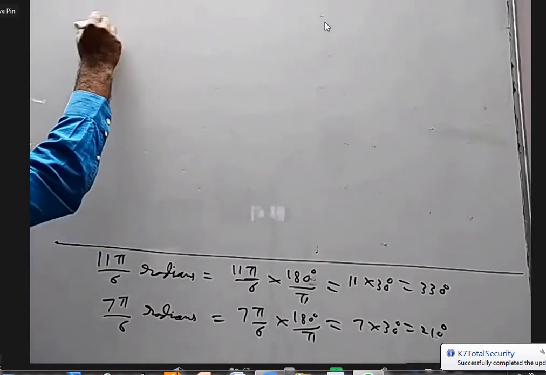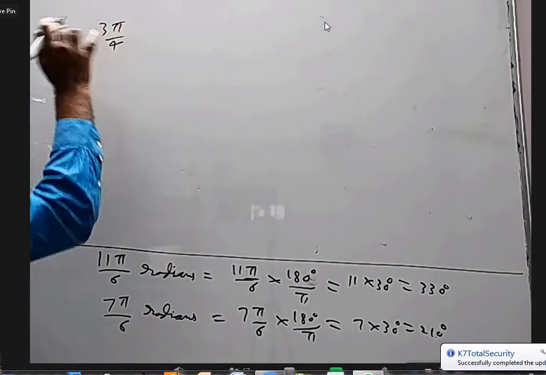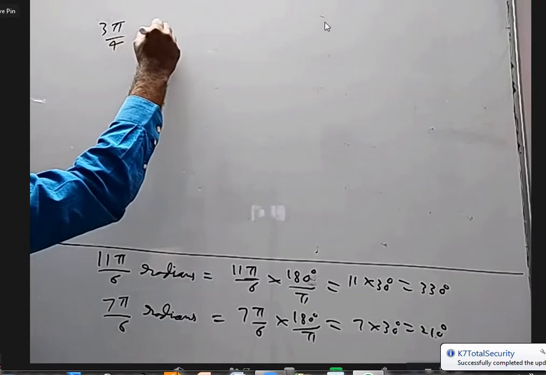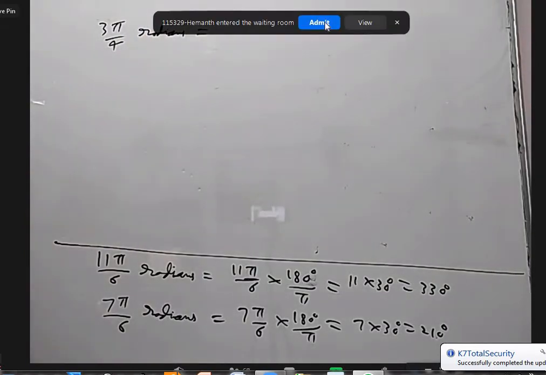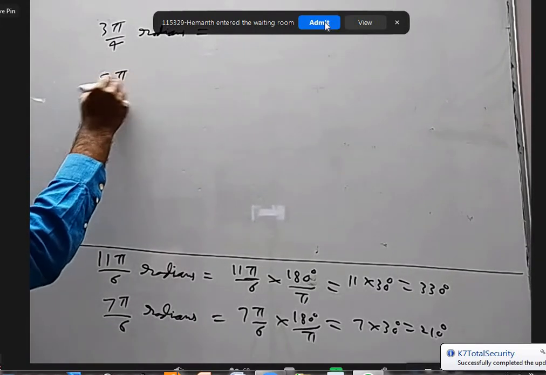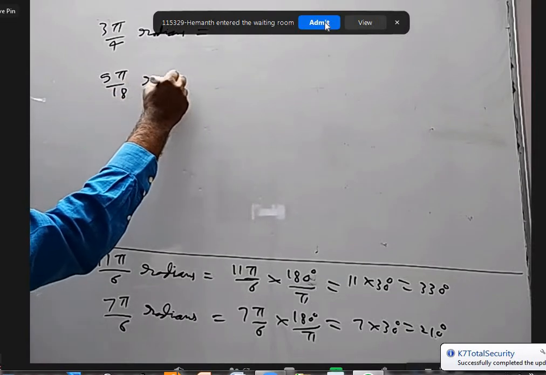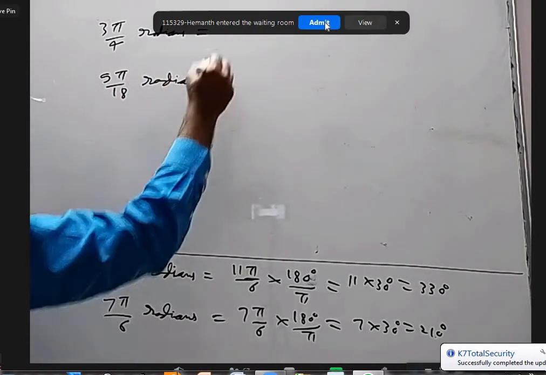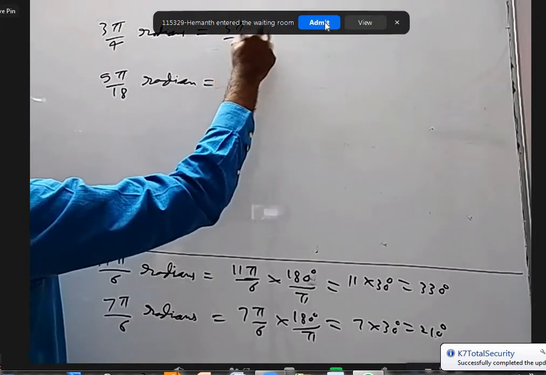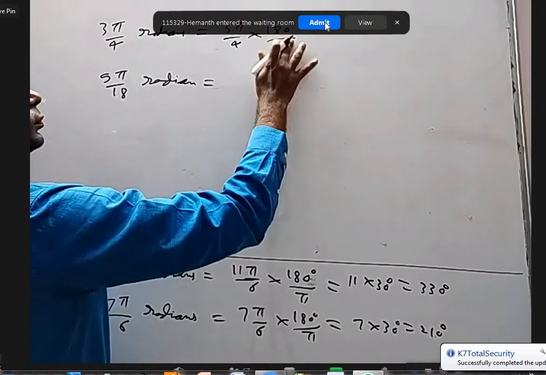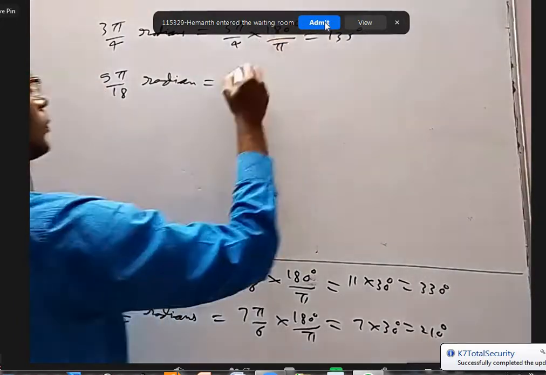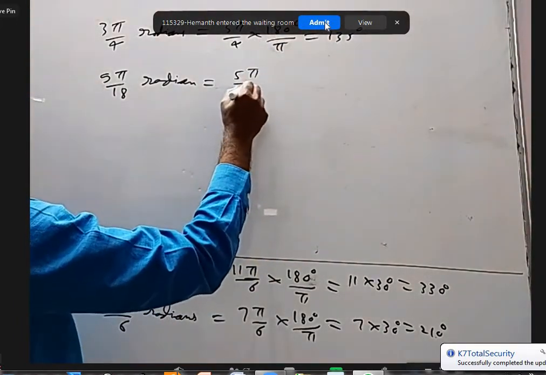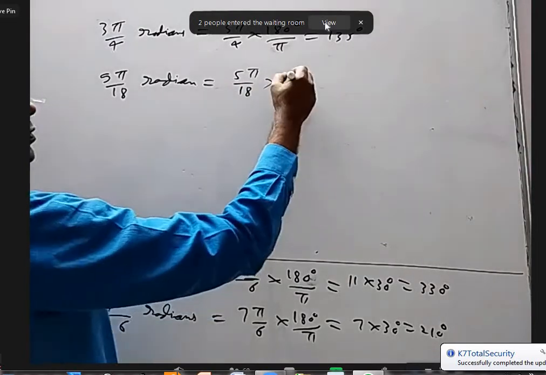Okay. 3 pi by 4 convert into degrees. So 135 degrees. Okay. 5 pi by 18. 50 degrees. Okay, that's all. Just that much only is sufficient.